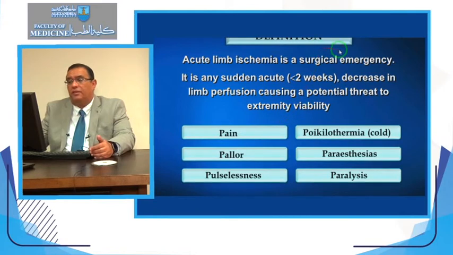The patient usually presents with the 6 P's, which are pain in the limb, pallor or color changes, pulselessness, absence of pulse, poikilothermia or coldness, paresthesia, loss of sensation, and paralysis, which is a late stage of acute ischemia.